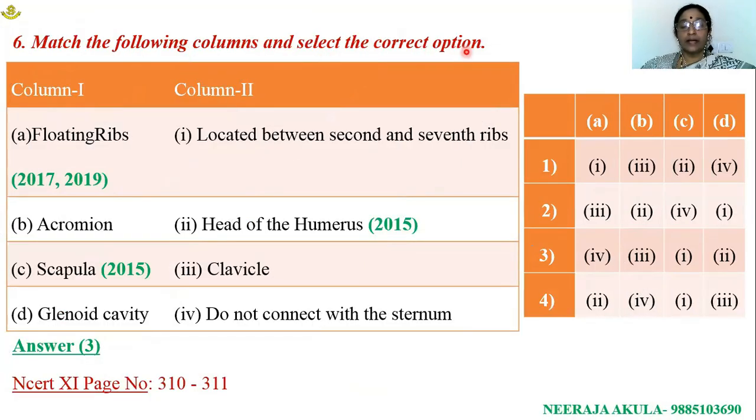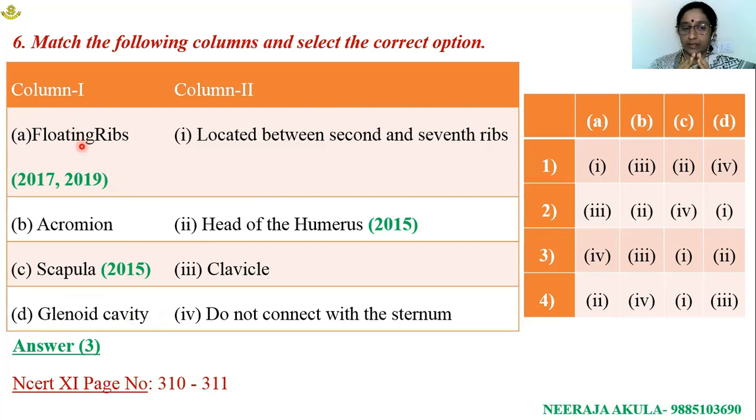Match the following columns and select the correct options. Floating ribs, acromion, scapula, glenoid cavity. Floating ribs. In case of human beings, 12 pairs of ribs are present. First 7 pairs of ribs are known as true ribs, and they are also known as vertebrosternal ribs. They are attached to the sternum on their ventral side and to the vertebral column on their dorsal side. 8th, 9th, 10th pairs of ribs are known as vertebrochondral ribs.